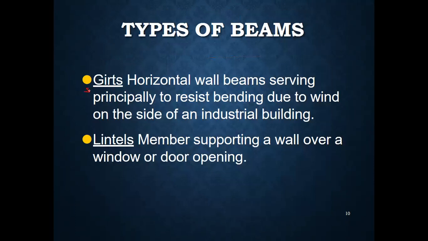Girts are the beams which are usually provided in the structures to resist the wind loadings on either side of the building, and they are usually horizontal wall beams, while the lintels are the members that are supporting the wall load over a window, a door opening, or any opening. The member which is supporting the wall load over an opening is called a lintel.